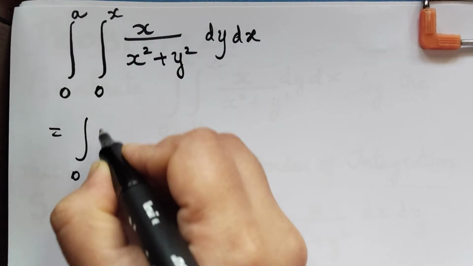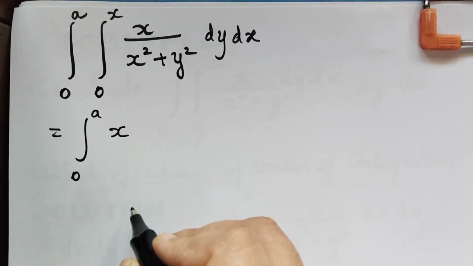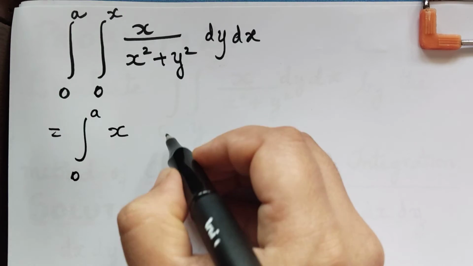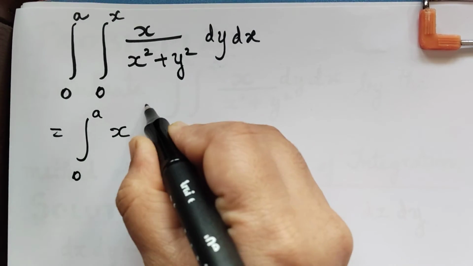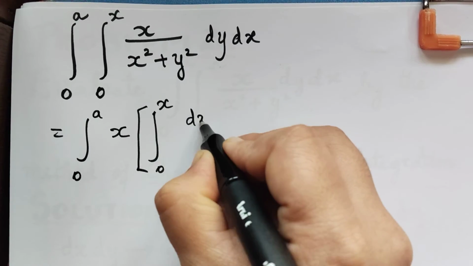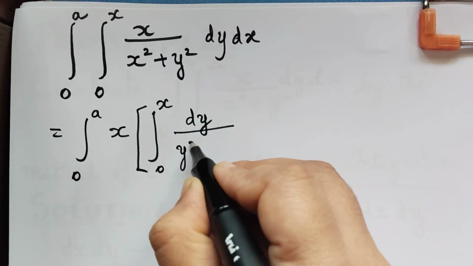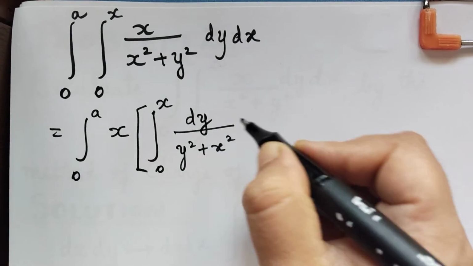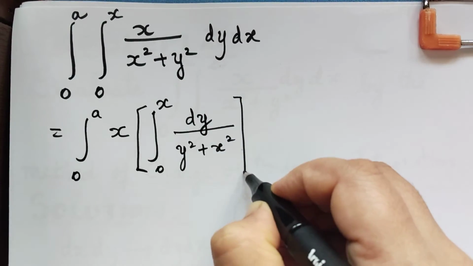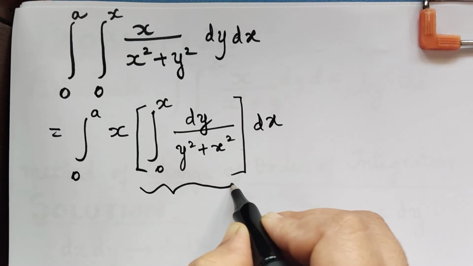So it can be written as integral 0 to a. This x will be constant in that case. We can take it out. And when we take this constant out, the integral will be like this. Integral 0 to x. First we are going to integrate with respect to y. And we will rewrite this denominator as y square plus x square, so that we can apply a formula. And then we have dx. So now we have to integrate this.